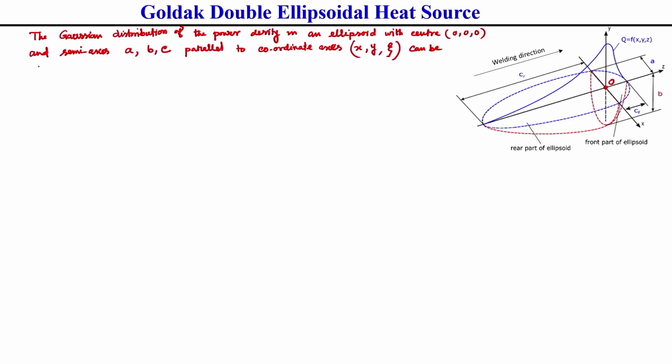The Gaussian distribution can be written as, you know these things, like q(x, y, zeta, t), and you can consider t also as a parameter here, which is equal to q max into e to the power minus a x square into e to the power minus b y square into e to the power minus c zeta square.